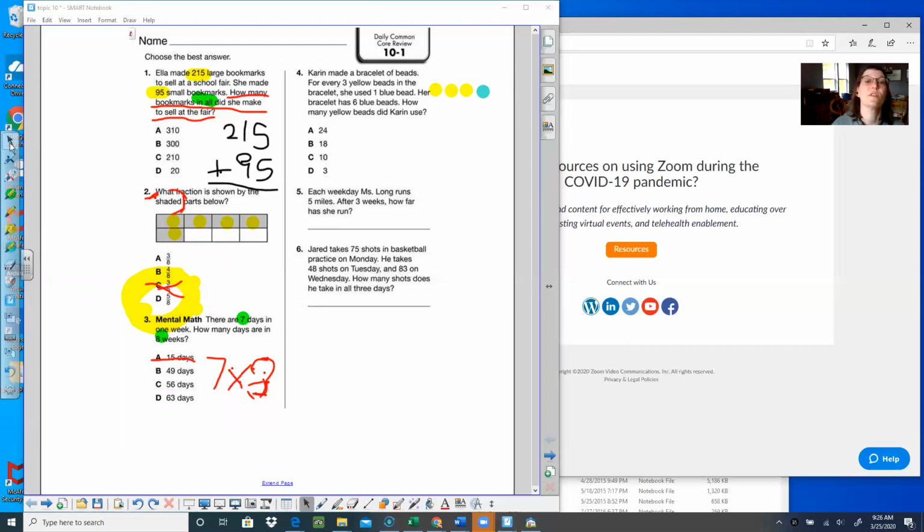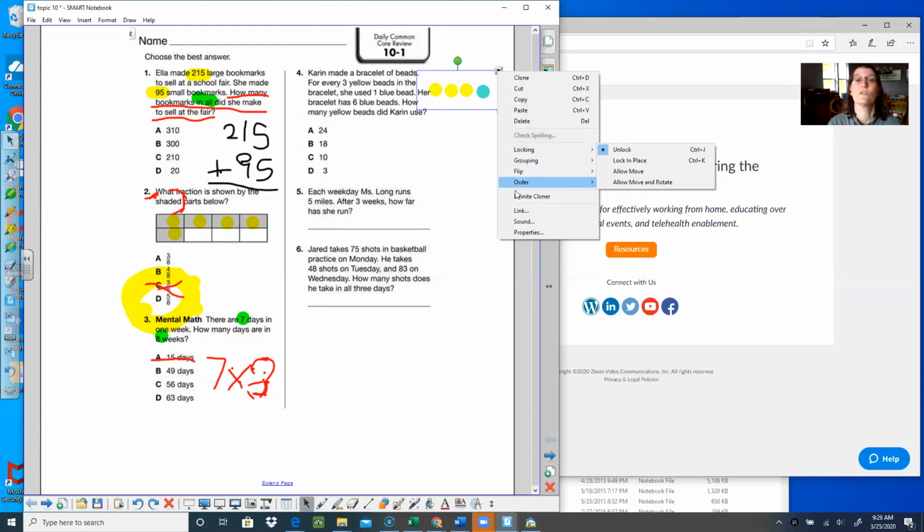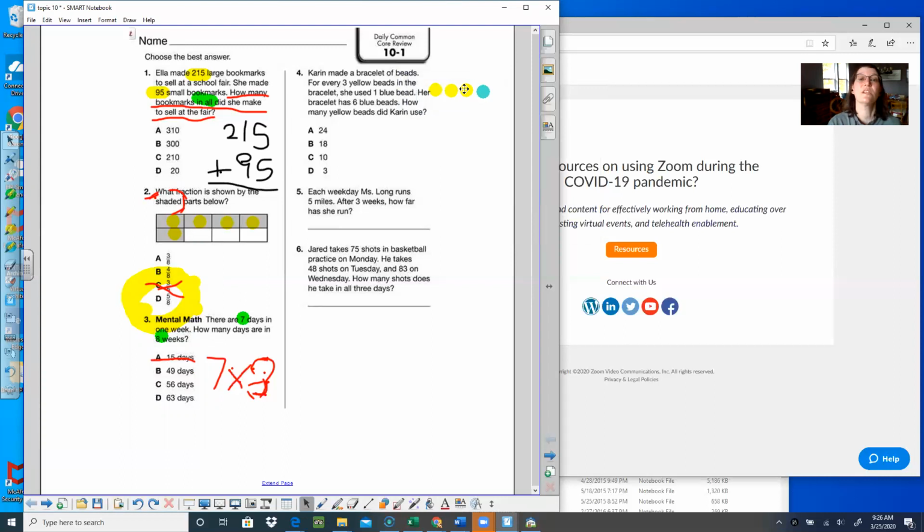And it said for every 3 yellow beads in the bracelet, she used 1 blue bead. How many yellow beads did she use? Remember, she has 6 blue beads. So I am going to group that, and I am going to turn it into an infinite cloner. So it told me she has 6 blue beads. So 2, 3, 4, 5, and 6. Hopefully you're looking at that and thinking, ooh, that's kind of like a multiplication array.